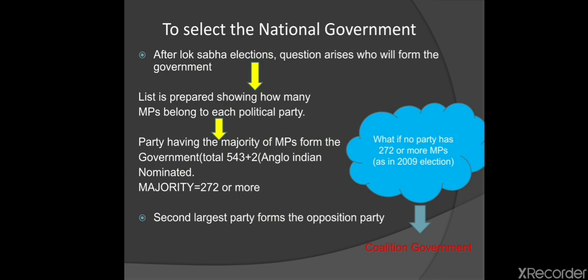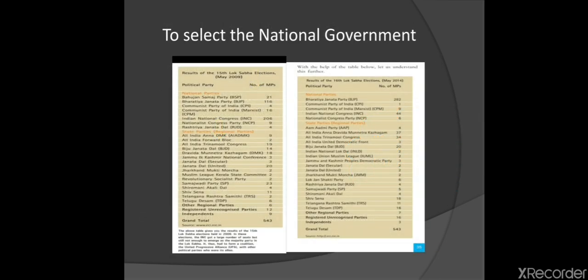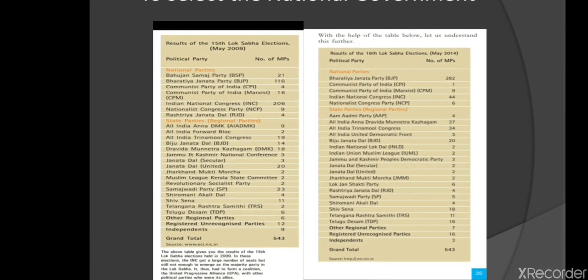And what if no party has 272 or more MPs, as in the 2009 election? Then a coalition government will form. Okay, I'll tell you, don't get confused. I'll explain. After the Lok Sabha elections have taken place, from all over India, the general elections for the central level, these kinds of lists are prepared.